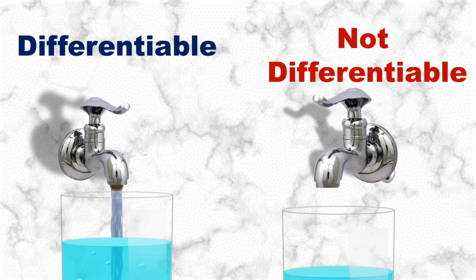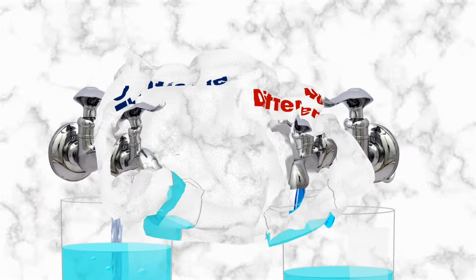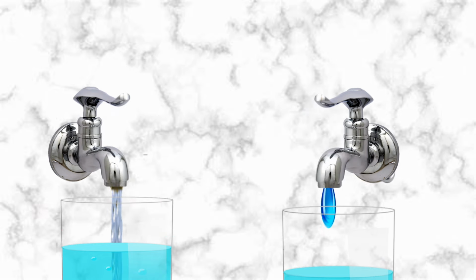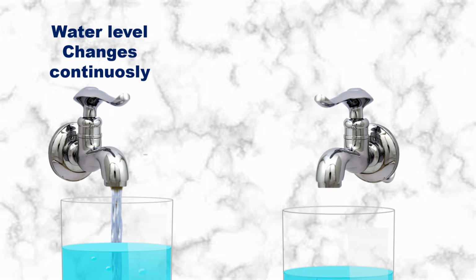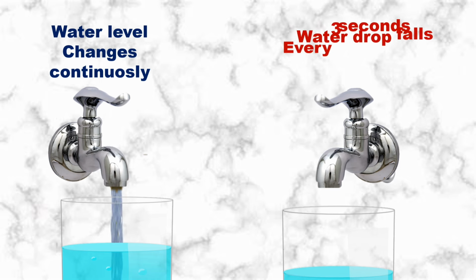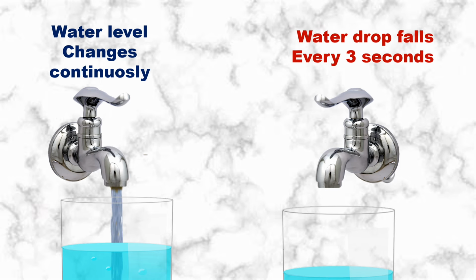The graph of water level of this bucket on the right will not be differentiable, because water falls as drops into this bucket every 3 seconds. So let's say you measure the amount of water in this bucket every 1 second. Will the level of water vary every 1 second? Because if the first drop of water fell now, the next drop of water will fall after 3 seconds. So the water level is not different every second or every microsecond as in the first case. Here, there is a change every 3 seconds.